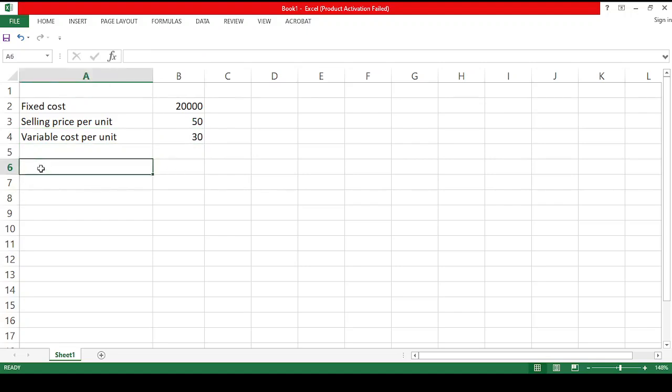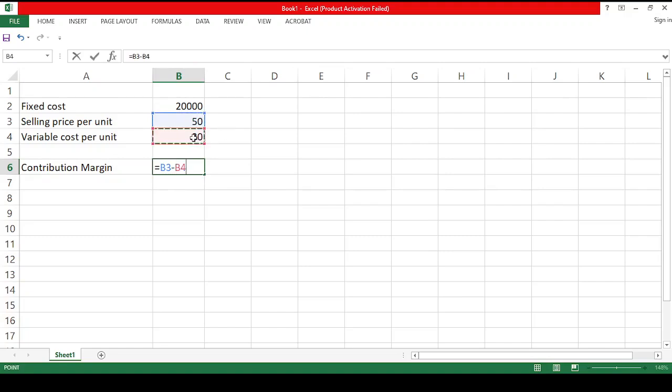So firstly, to get the break even, we first have to get our contribution margin, and the contribution margin is the selling price minus the variable cost. The contribution margin is just like, let's say, profit. So 50 minus 30, like contribution margin is like profit before taking into account the fixed cost. So that's 20.